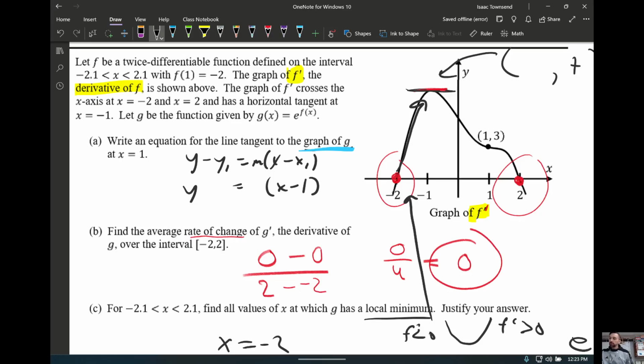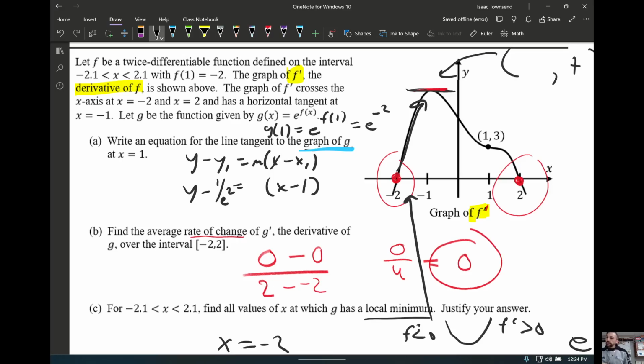So if I plug in X equals 1 into G, it is e to the f of 1, and f of 1 is -2. They give me that in the problem. So e to the -2 is like 1 over e to the +2. Does that look better?